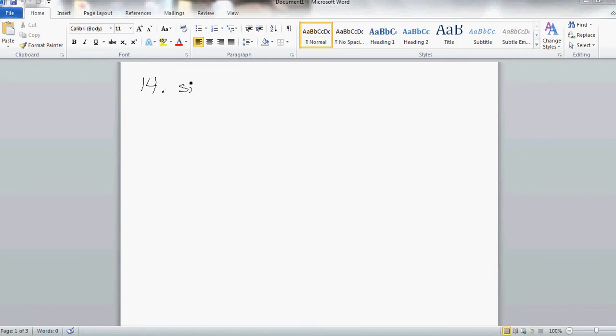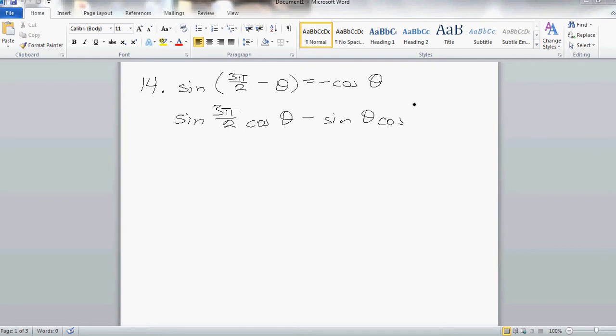The sine of 3 pi over 2 minus theta has to equal negative cosine of theta. Okay, obviously this is the more complex side, so we're ready to go with this. The sine of 3 pi over 2 cosine of theta minus sine of theta cosine of 3 pi over 2.